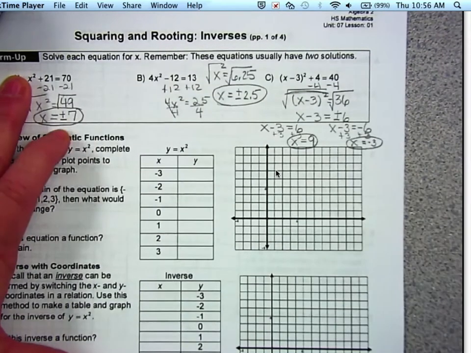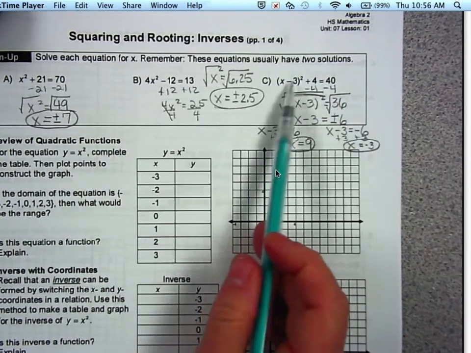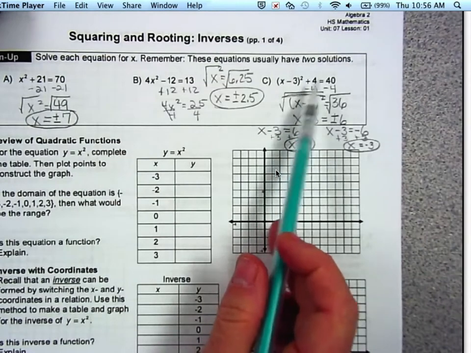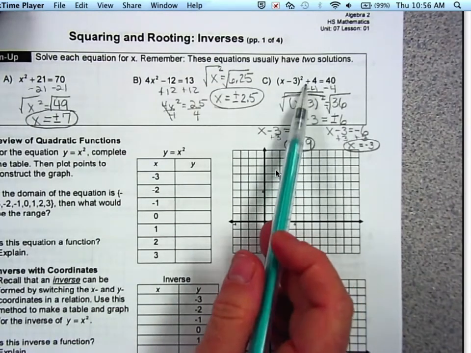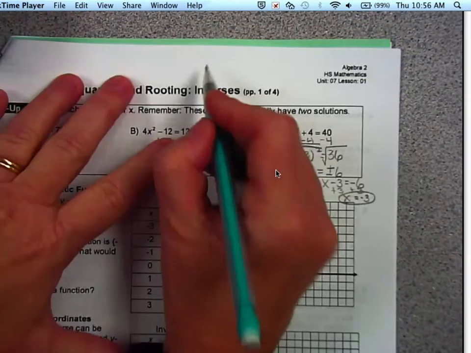Did you get that, Carmen? Okay. If you multiply this out and then add 4 and then subtract the 40, you get something like x squared minus 6x minus 27. Did you get that? That's fine. Okay. So you had like this.